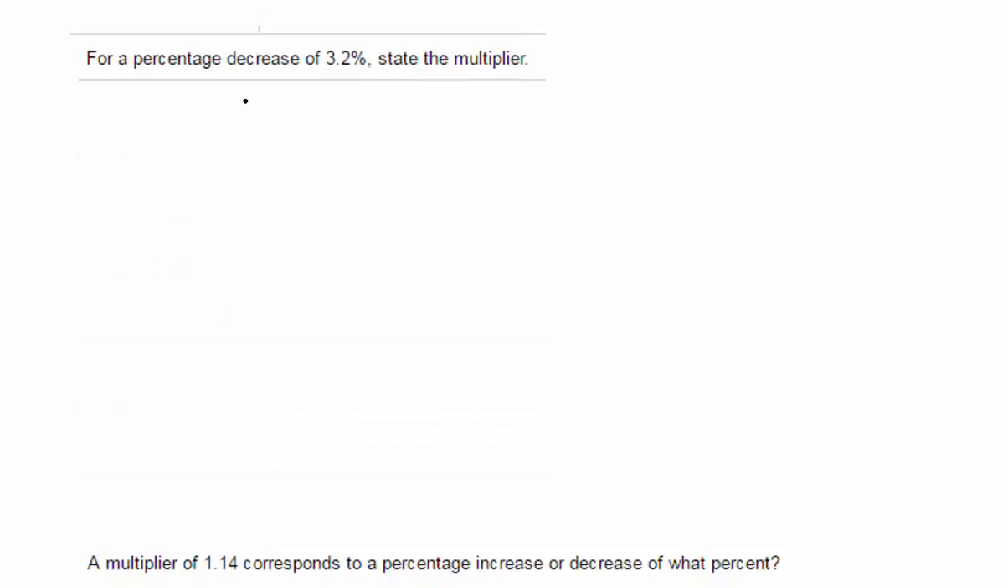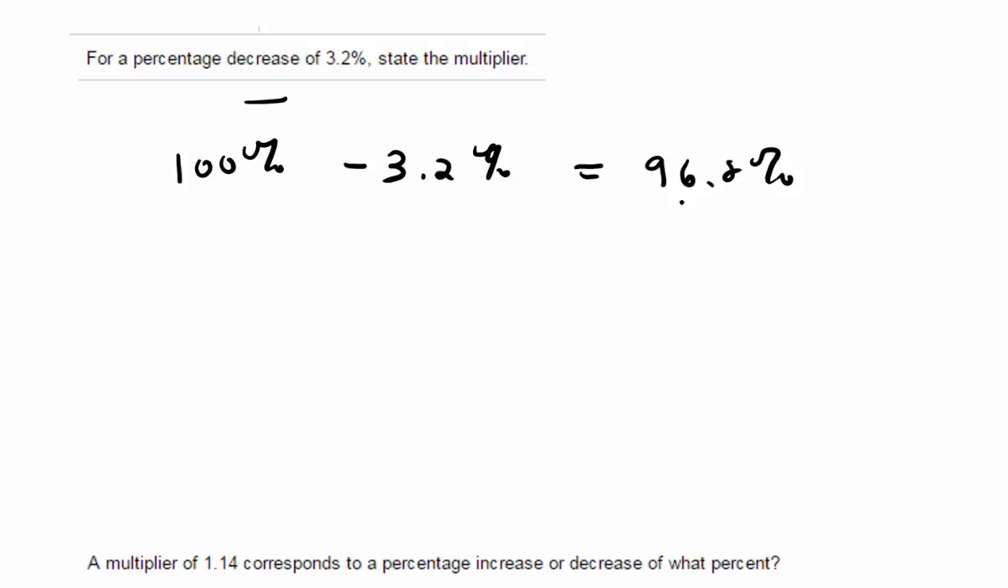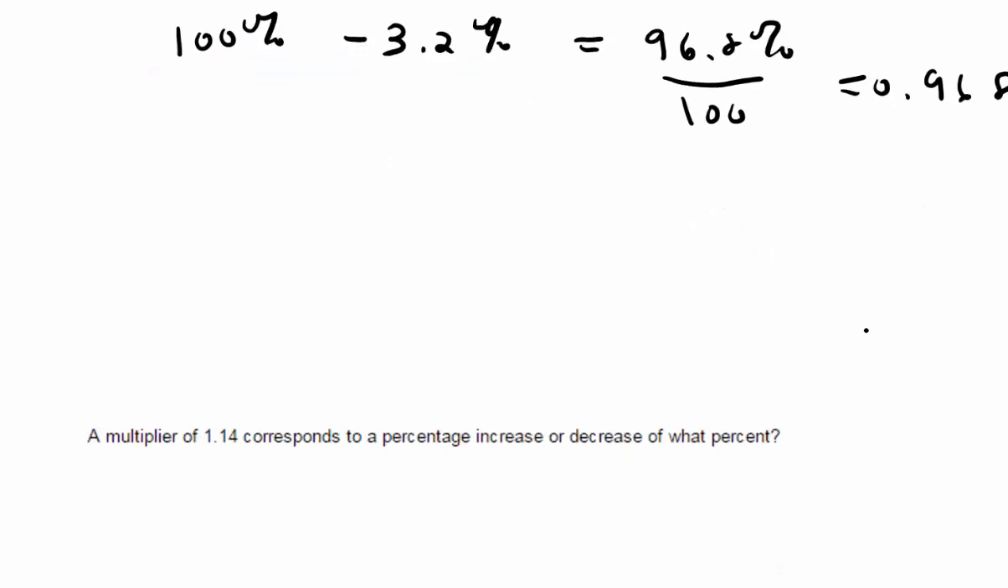For a percent, again, decrease of 3.2%, state the multiplier. So again, I start at 100%. I'm going to take away 3.2%. So where do I end up? 96.8%. Divide by 100, and so my multiplier is 0.968. Again, the multiplier is less than 1 because we're decreasing.